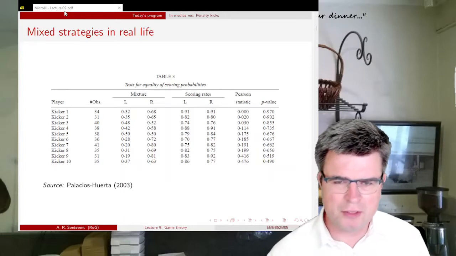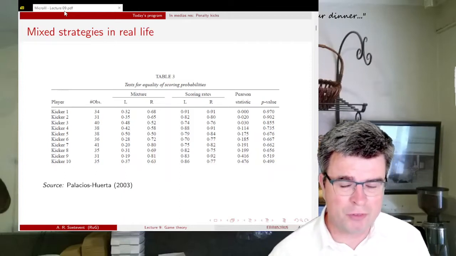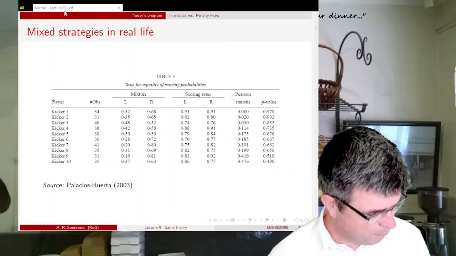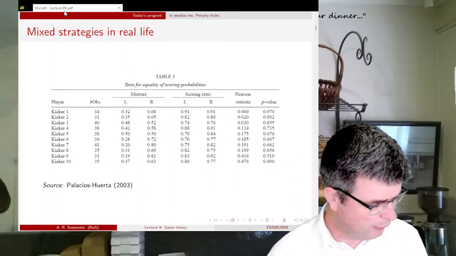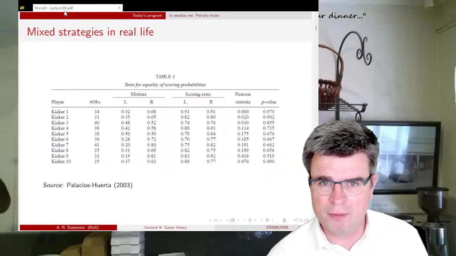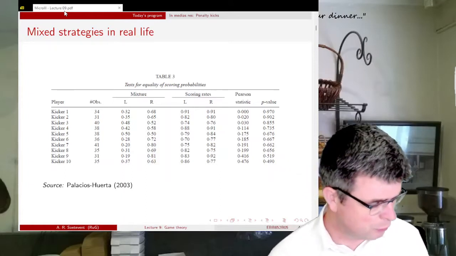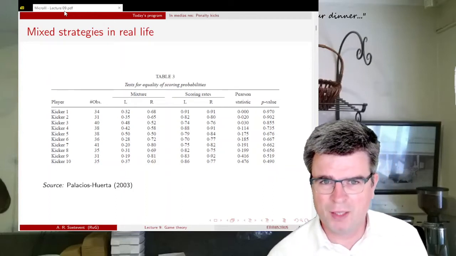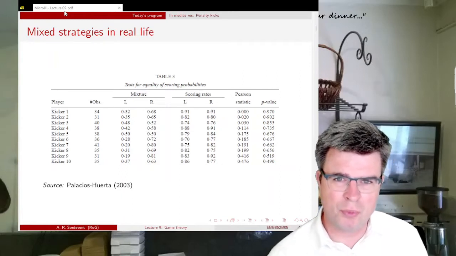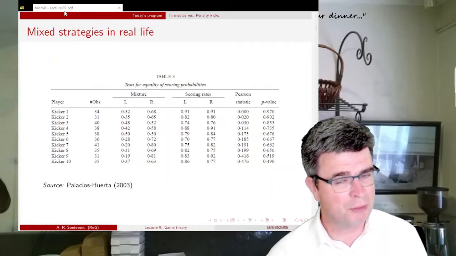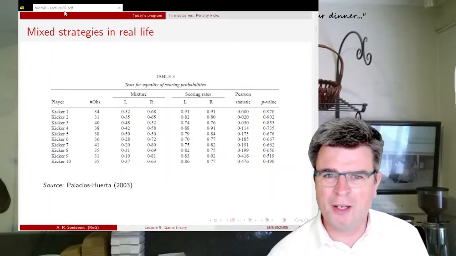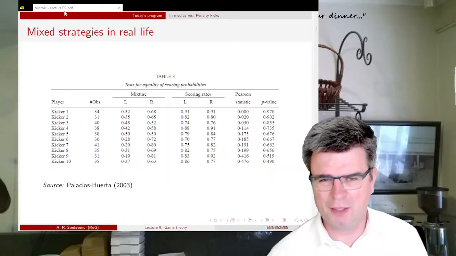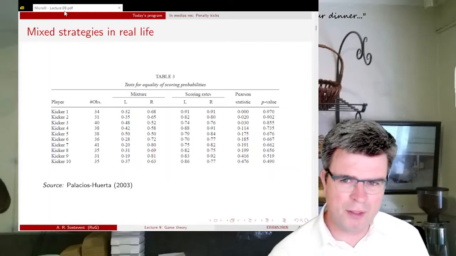Palacios Huerta wrote a study on the strategy of kicking penalties, and for that study he analyzed 1,417 penalty kicks that were kicked in the major European leagues, such as the Spanish league, the league in Italy and in England. Now, I think this is a nice advertisement for being interested in doing economic research because doing that type of research will allow you to spend a lot of time watching penalty kicks and to analyze the data. But what did he find?